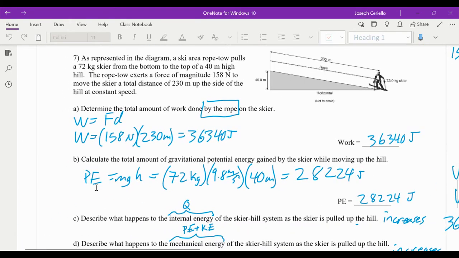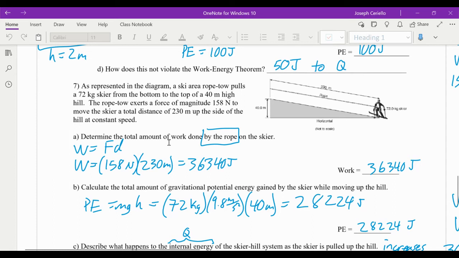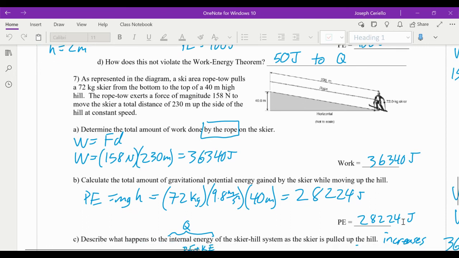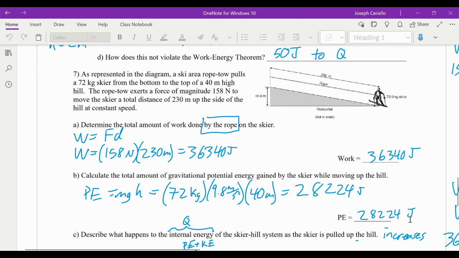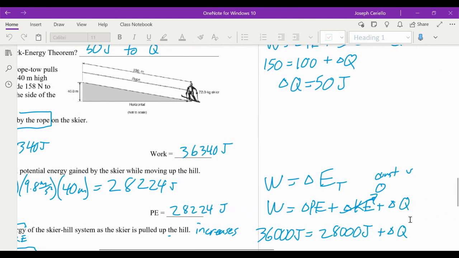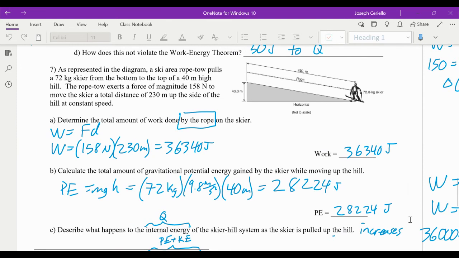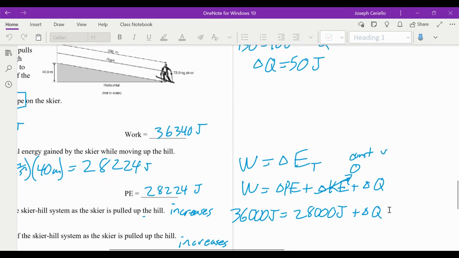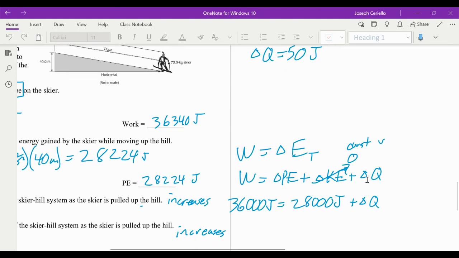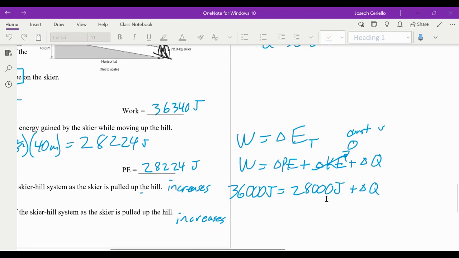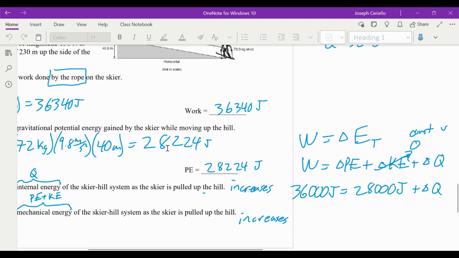This question is pretty similar. So we're looking for the work done by the rope, which ends up being 36,340 joules. And the skier gains 28,224 joules of potential energy. So again, where did the other energy go? Well, let's go through the math and just look, although the next question isn't even asking that. Again, change in kinetic energy is 0 because it states that it's a constant speed. So I think the change in heat or internal energy ends up being about 8,000 joules.